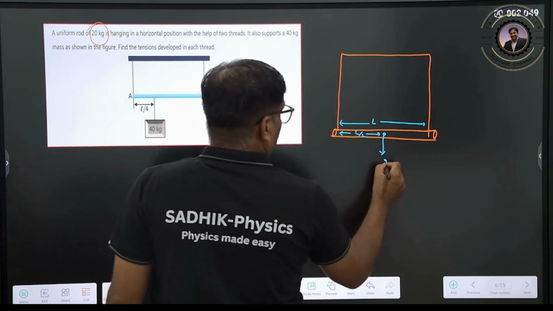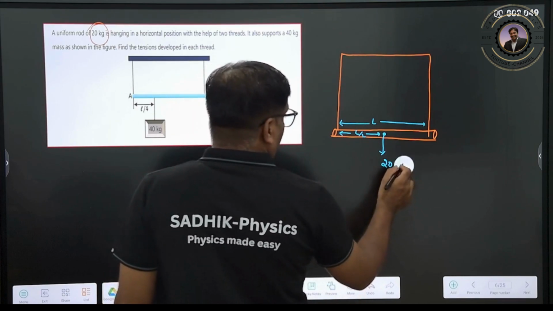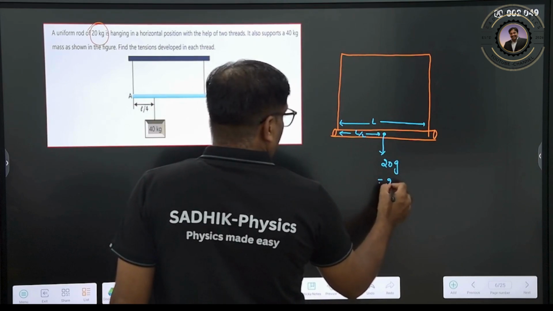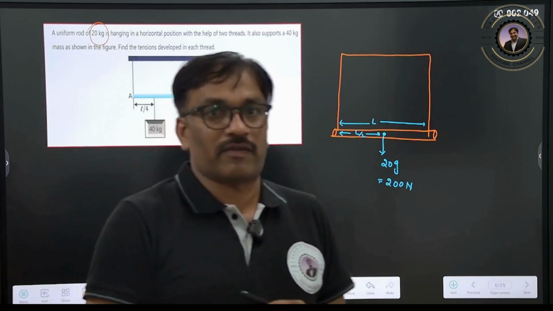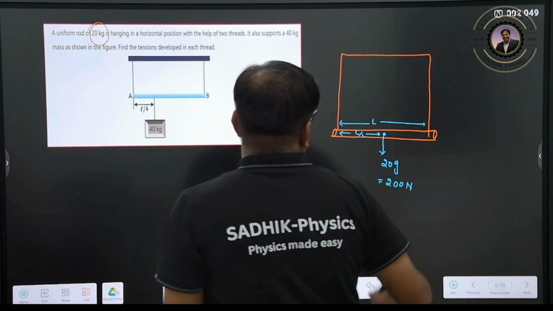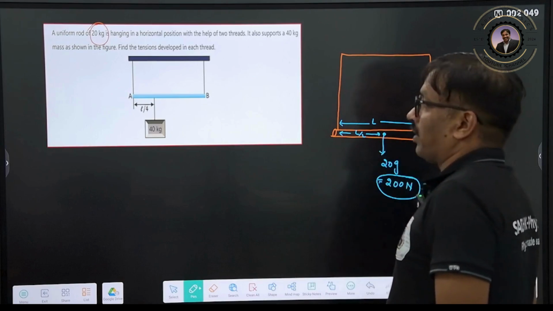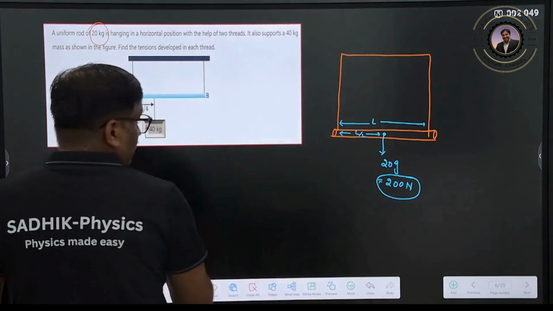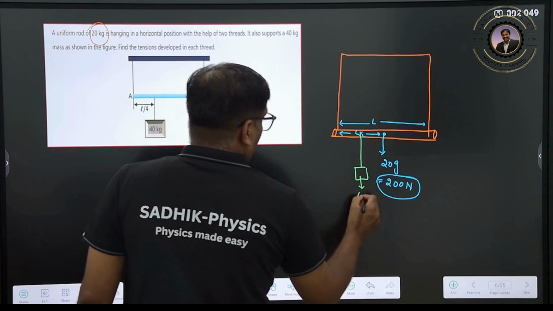How much now? 20 g, that is nothing but 200 newtons, because the weight acts at the center of gravity. Every object has a center of gravity. The weight of this rod is acting at the center of gravity. Along with this, we are adding some weight here now. What is that weight? 40 kg, that is nothing but 400 newtons.